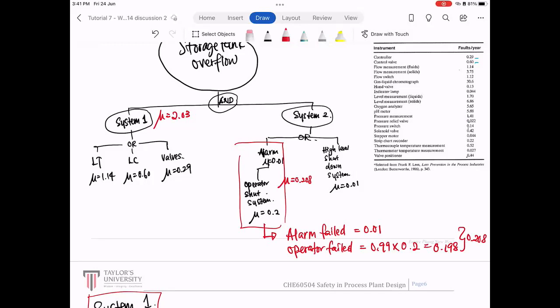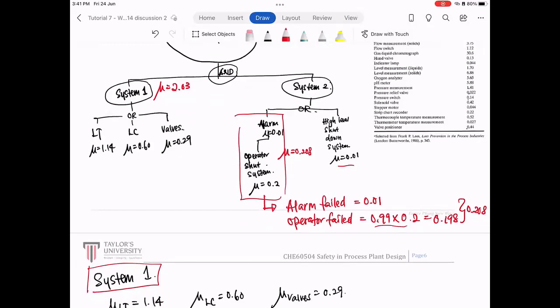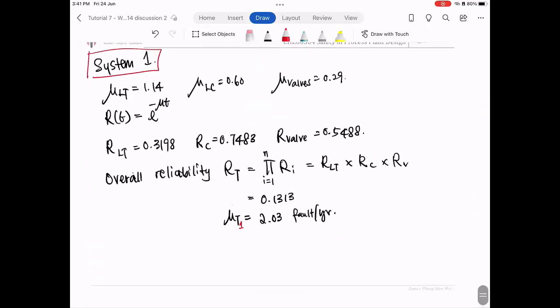So when the alarm fails, it will fail automatically. But when the alarm rings, the operator failing to restart the system is 20%. So it goes with this one. So the total unreliability of this alarm system is 0.208. Then we have this shutdown as 0.01. So again, this is all gate. So we are going to convert this into the calculations that we did just now for system 2.